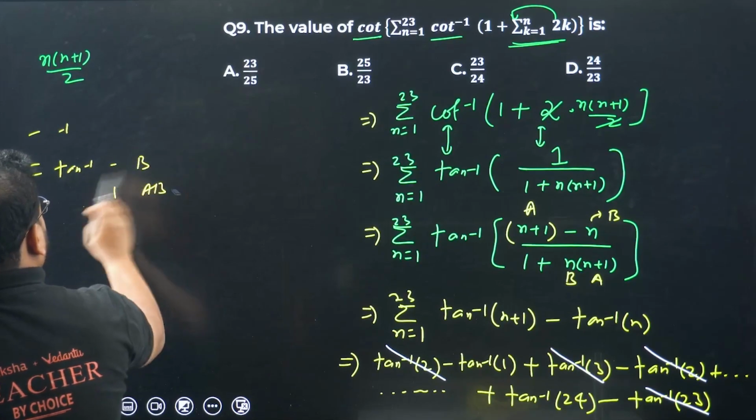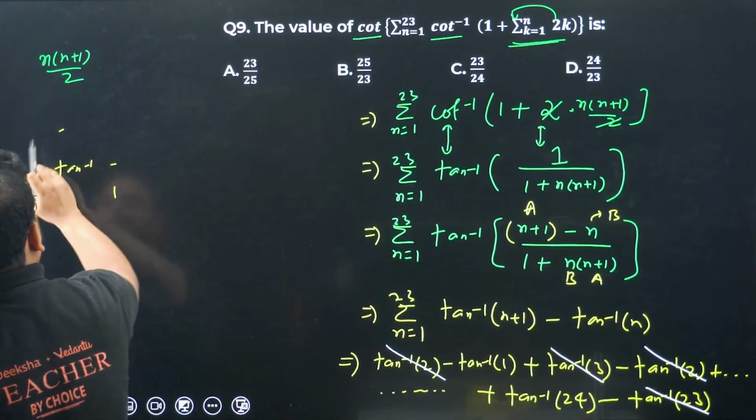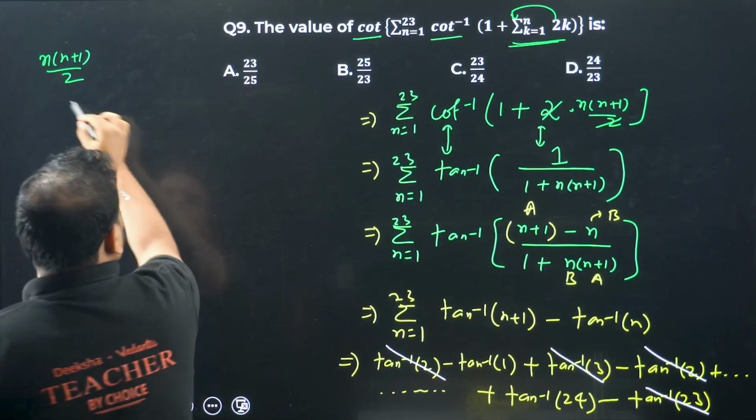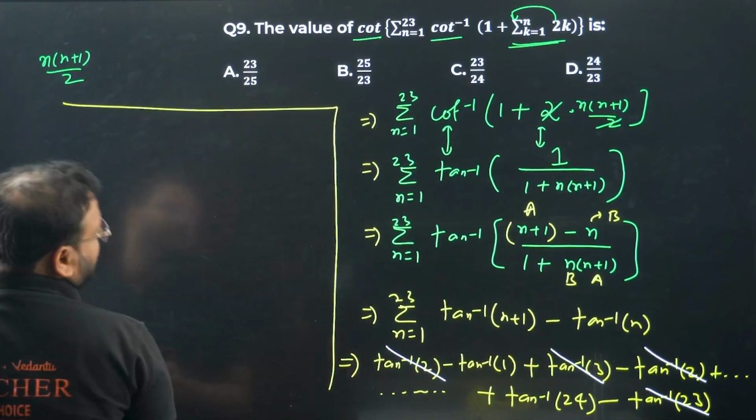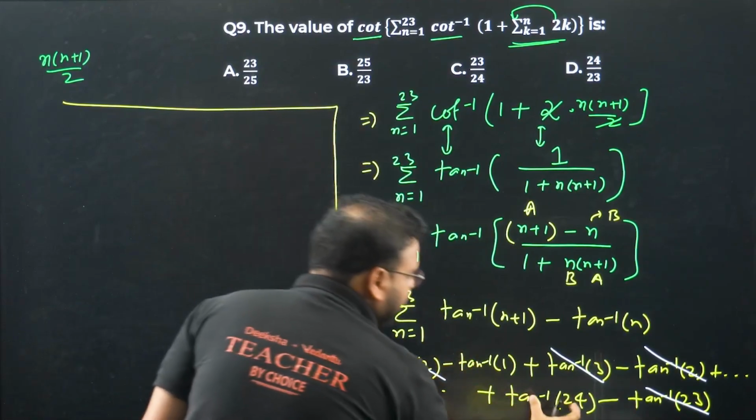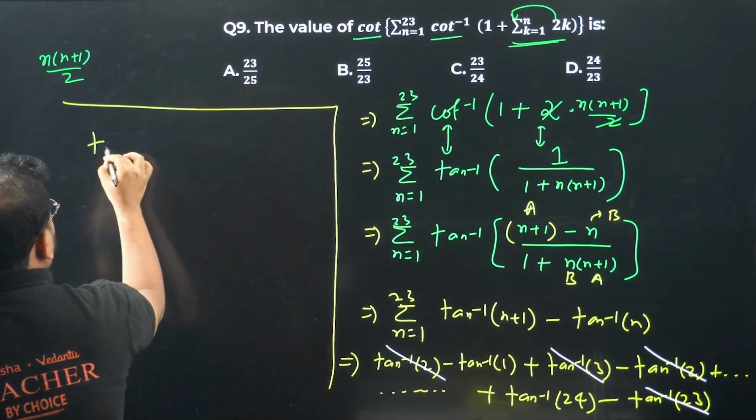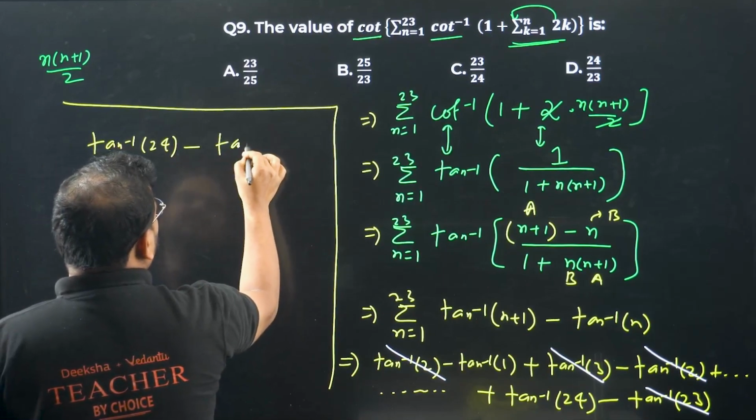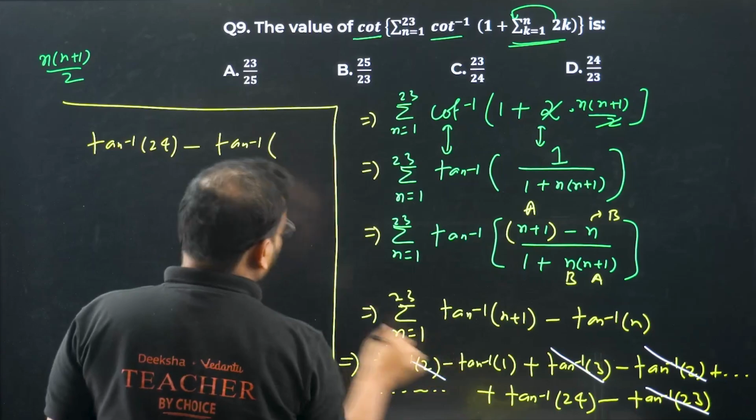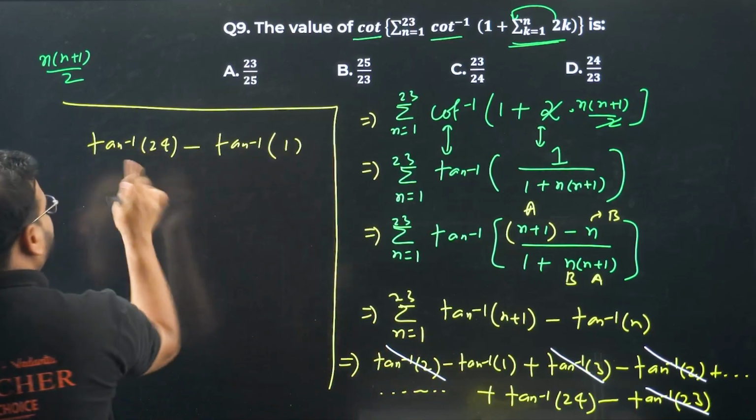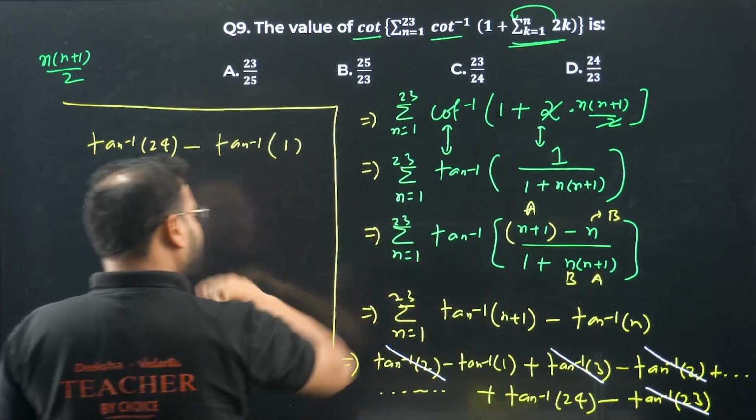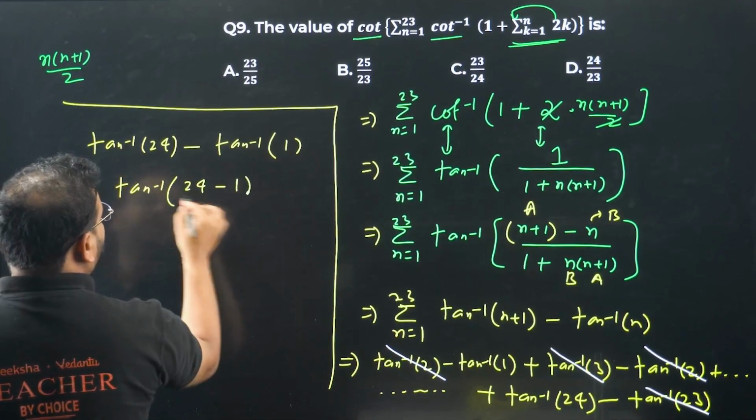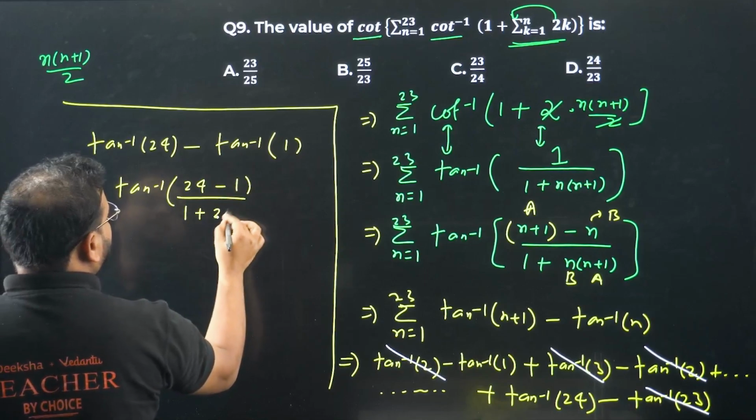Give me 1 second. Okay. Almost done. Let's continue. So what is left now? Tan inverse of 24 minus tan inverse of 1. Same formula will apply again, what we used over here. I'll apply the reverse format. It becomes tan inverse of 24 minus 1 upon 1 plus 24 into 1.